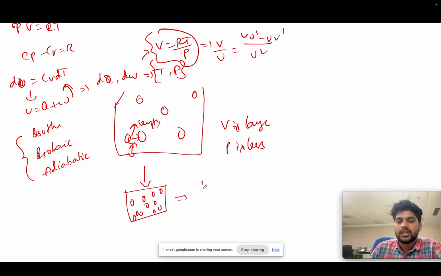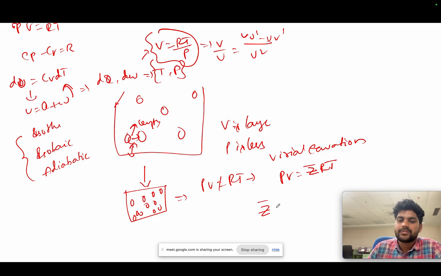So that's why PV is not equal to RT, and that's why we need to come up with a new equation. Then the virial equation came, which says PV equals the compressibility factor times RT. Basically, the compressibility factor was initially defined as nothing but V real by V ideal.